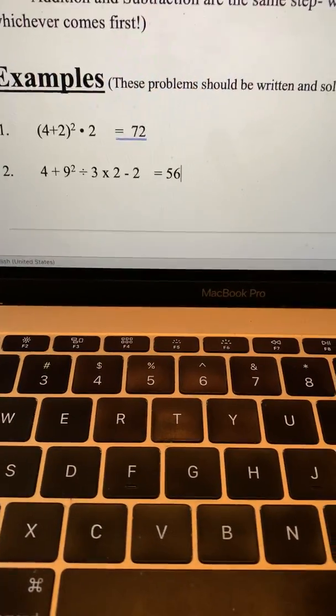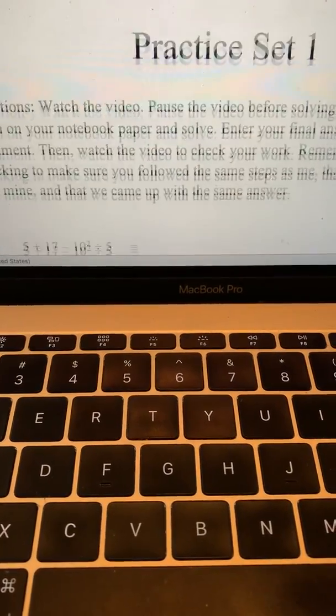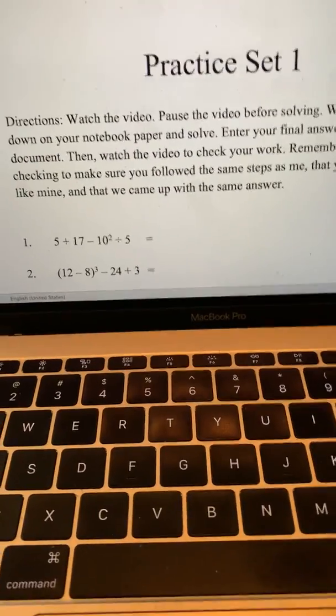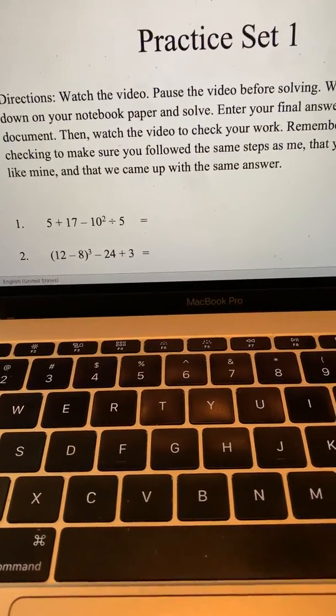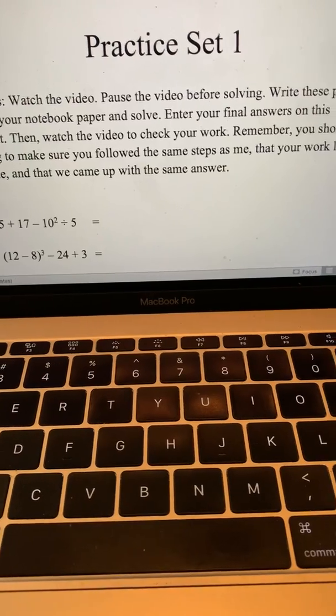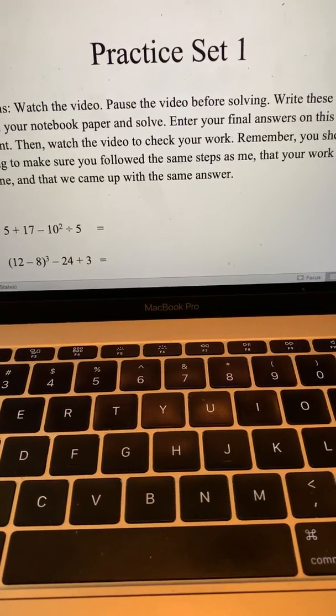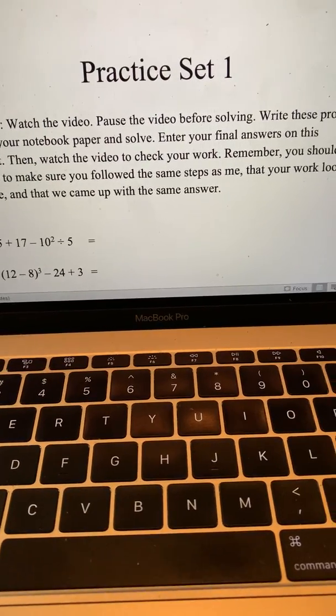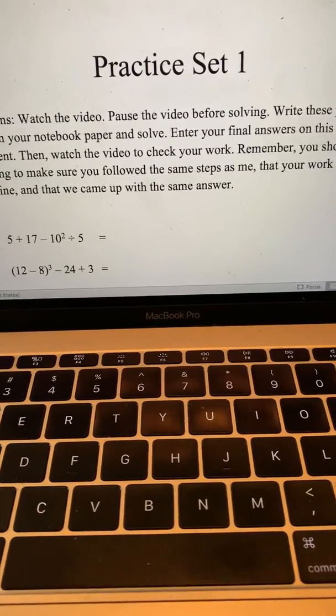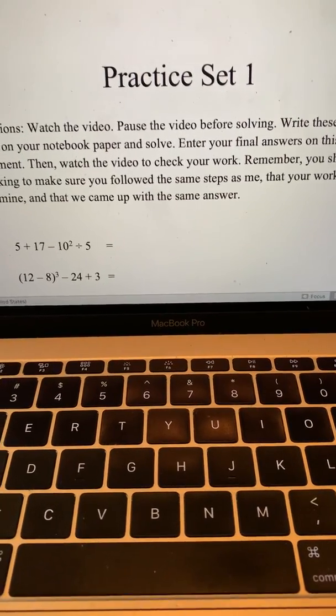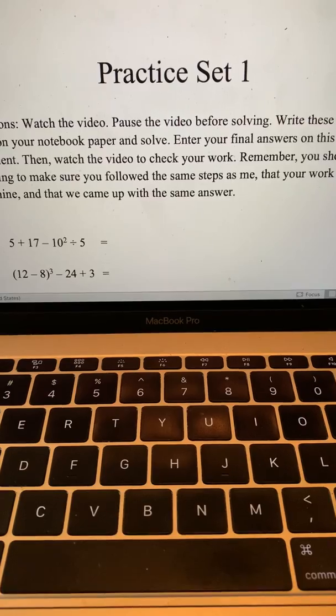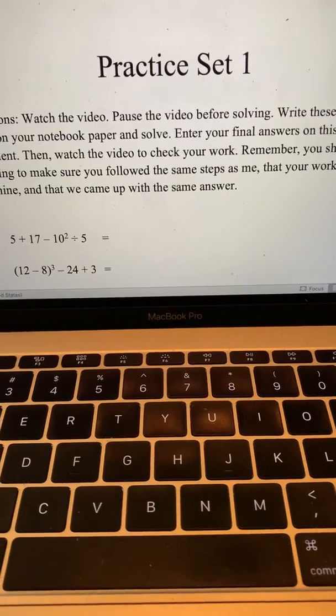Excellent. Go ahead and scroll down to where your directions are. Directions, watch the video. You're already doing that. Pause the video before solving. We'll talk about that in a second. Write these problems down on your notebook paper and solve. Enter your final answer on this document. Then watch the video to check your work. Remember, you should be checking to make sure you followed the same steps as me, that your work looks like mine, and that we came up with the same answer.